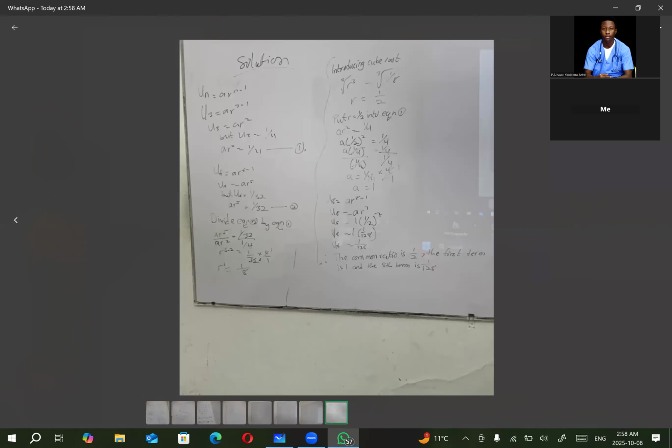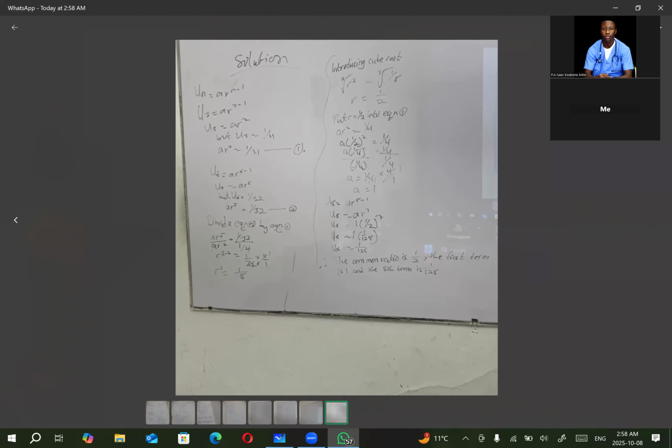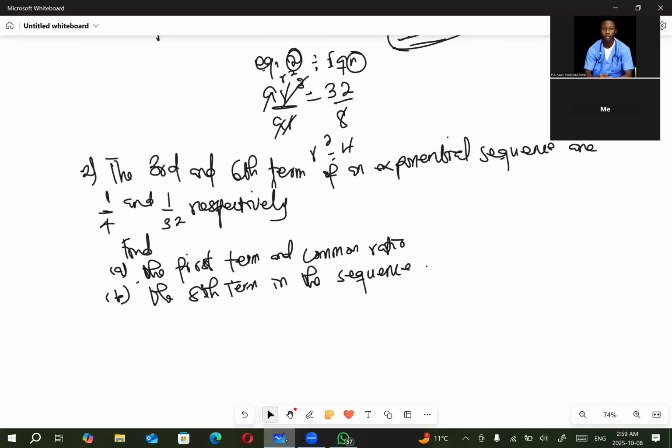All right. So divide equation 2 by equation 1. So that's going to be ar^5 over ar^2 equals 1 over 32 over 1 over 4. So that'll be r^(5-2). Because 1 over 32 times 4 over 1. If it's divided, you introduce multiplication, then you reciprocate. You did this back in junior high school.